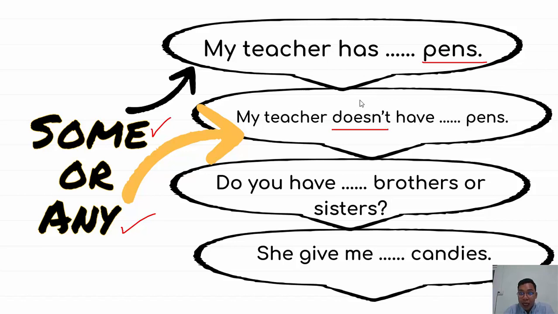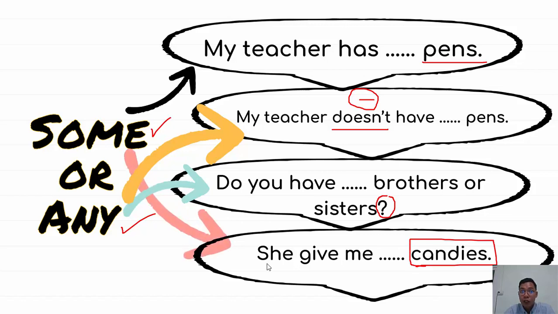Doesn't is a negative sentence (เป็นประโยคปฏิเสธ). Do you have brothers or sisters? As you can see here, there is a question mark. So with a question sentence we use any. She gave me candies. Candies is a noun, and this is an affirmative sentence, so we use some. She gave me some candies.